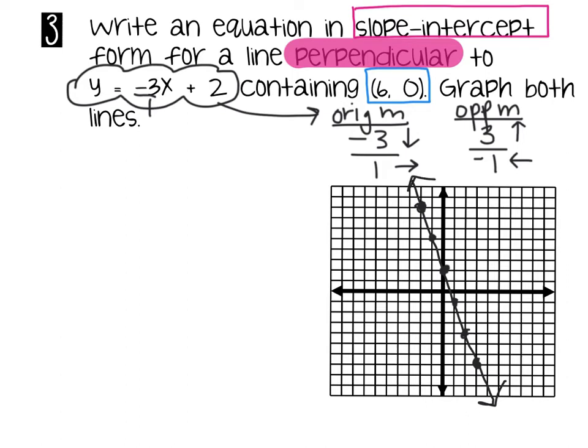Now the other piece to this is that they've told me that they want my line to go through a particular dot. They want my line to go through (6, 0). Now remember that your coordinate pairs, the first number tells you left or right. Sorry about that bad arrow. And the second number tells you whether to go or how far to go up or down.